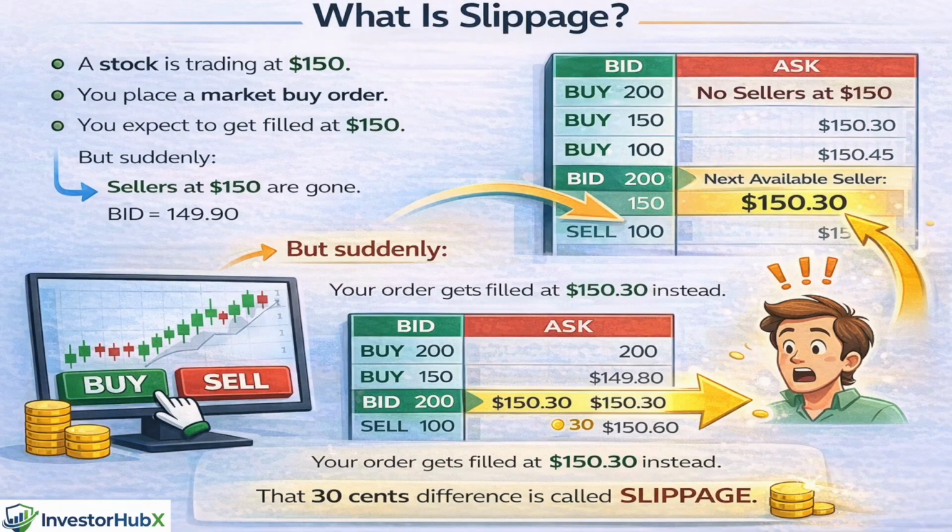For example, a stock is trading at $150. You place a market buy order. You expect to get filled at $150.